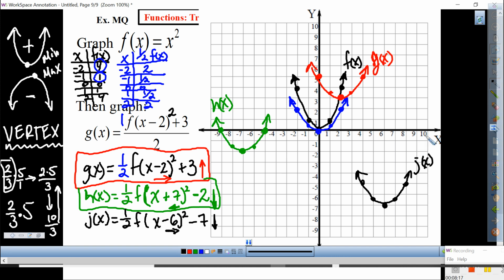Look up to the screen, please. So watch. My original vertex was 0, 0. Do you agree? Yes? Yeah, we started there. Okay. All right. So watch. What is the vertex of the red one? The red one is 2, 3.